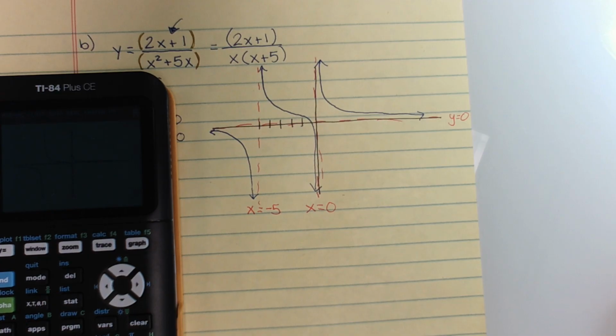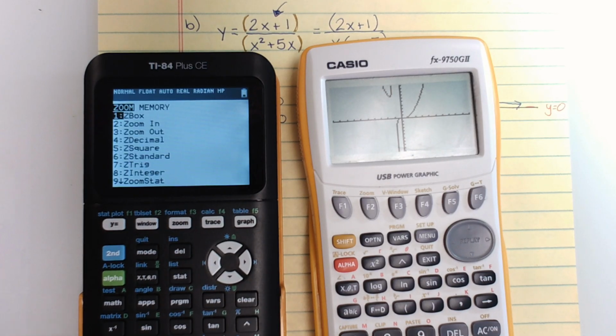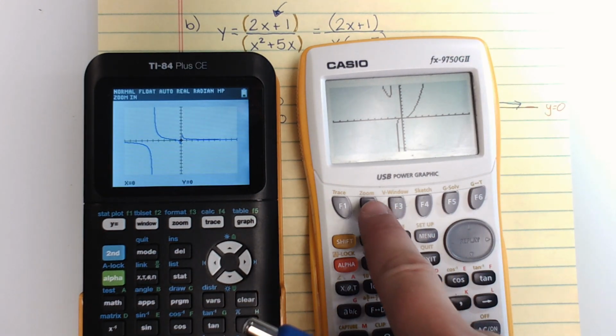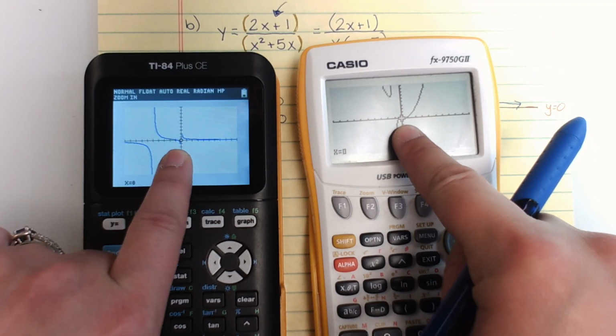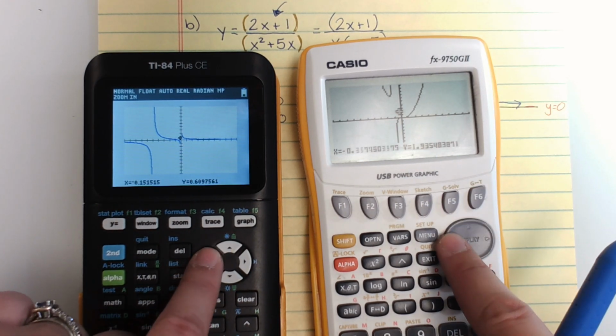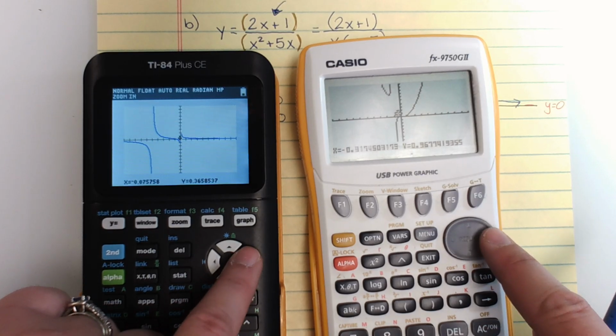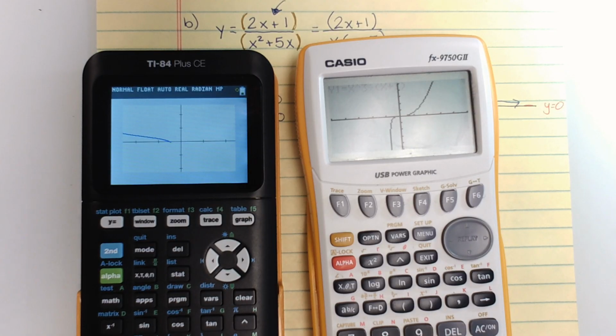If you are unable to see kind of what the graph is doing, you're going to zoom in. Now, when you zoom in, first off, on the TI, you click zoom, and then 2 is zoom in. On the Casio, zoom is F2. And then F3 is zoom in. On both calculators, it pulls up a little crosshair. That little crosshair is asking, where do you want to zoom in on? You can use the arrows to move that around, but in our case, we want to zoom in around the origin. So I go around it, and I click enter, and it'll zoom in, and it'll show you a little bit closer what the graph is doing.